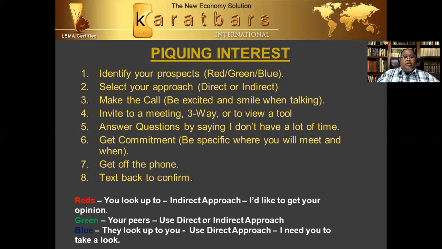So if you don't give them any information other than your third party tool, then that's what they go to when they get the information, and that's what you want. Get off the phone, folks, straight away. Okay, and then text back to confirm before calling back. All the time you want to text back and confirm.